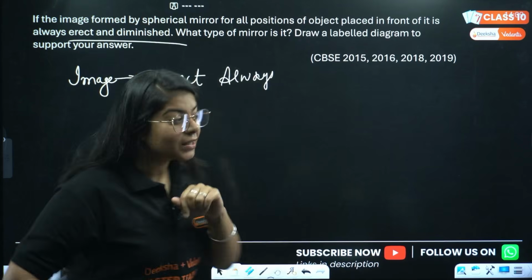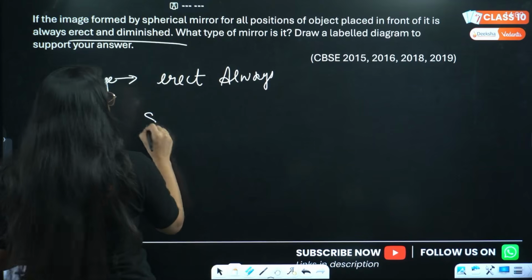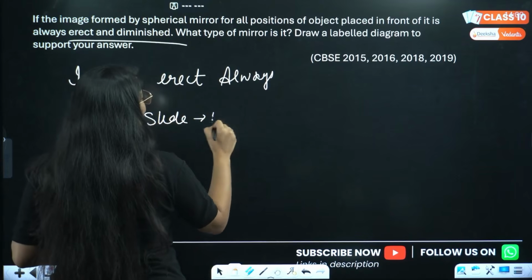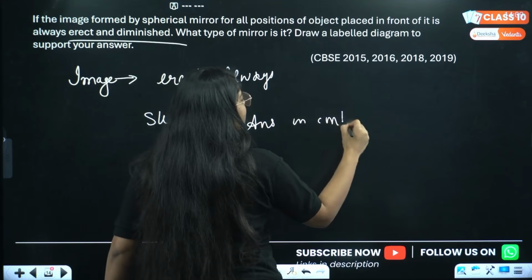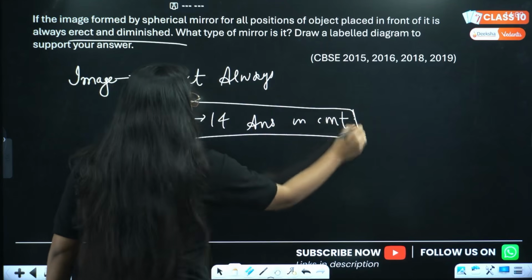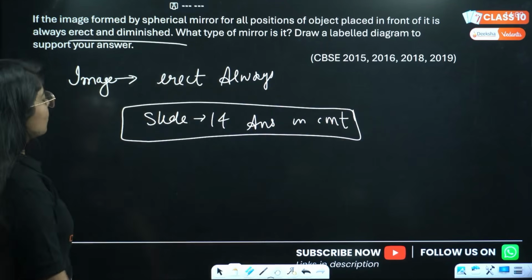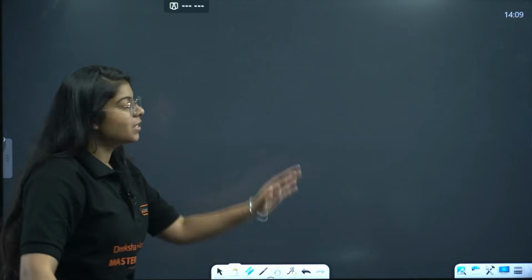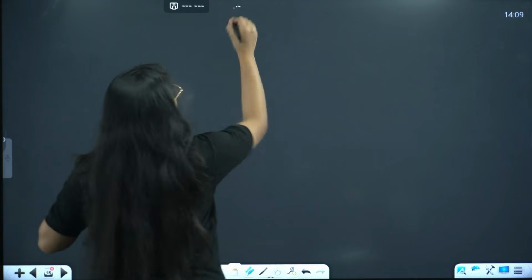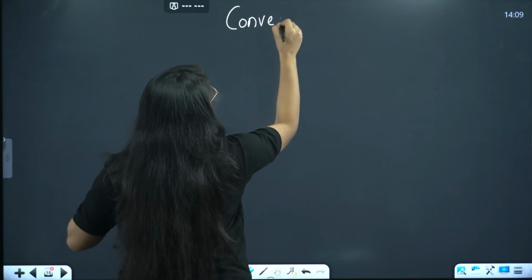Now, if I have to tell the answer to you, I don't think I've done my work right. So, you tell me in the comment section right now, slide number 14. Which mirror is this? Then draw a labeled diagram to support your answer. Okay, now I think you have written your answers. This, my friend, is a convex mirror.